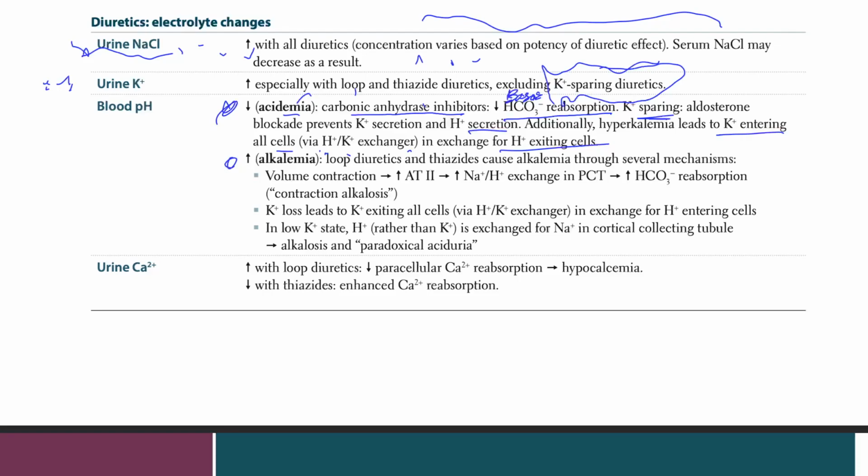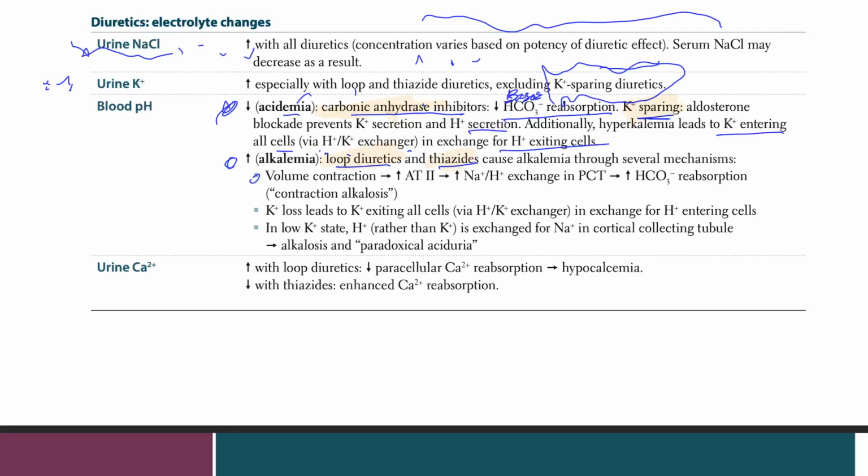Alkalemia can be caused by loops and thiazides. So again, let me do this. Acidemia was caused by carbonic anhydrase inhibitors and potassium sparings, while alkalemia is caused by loop diuretics and thiazides through several mechanisms. What are the mechanisms?